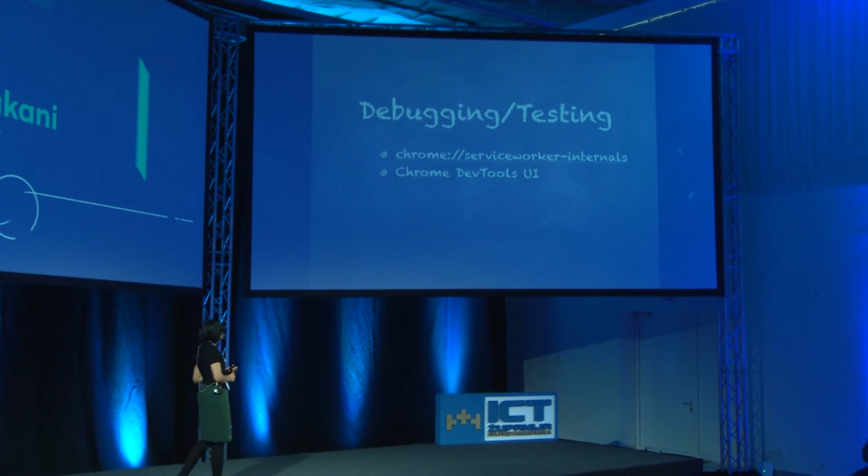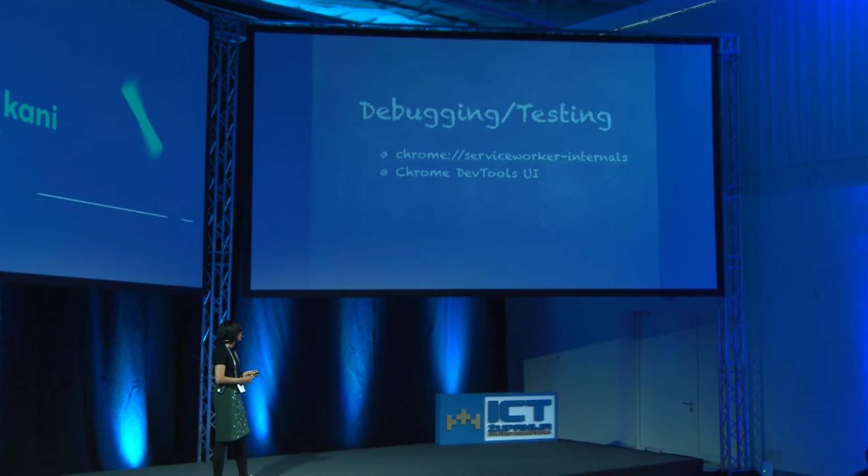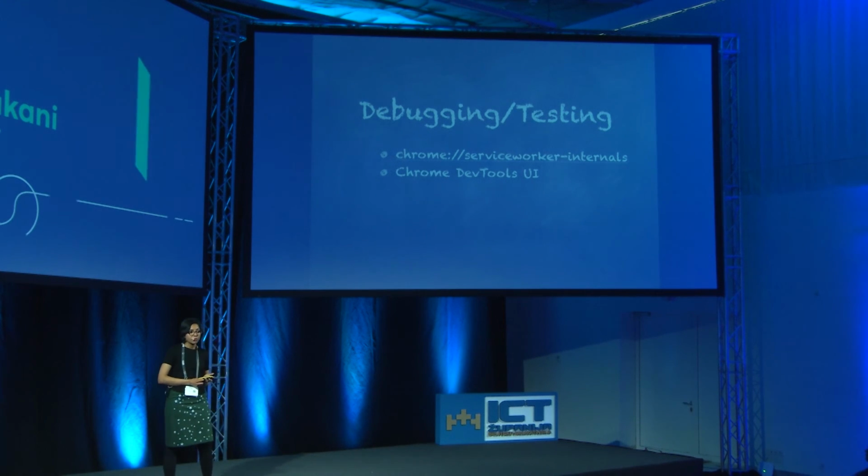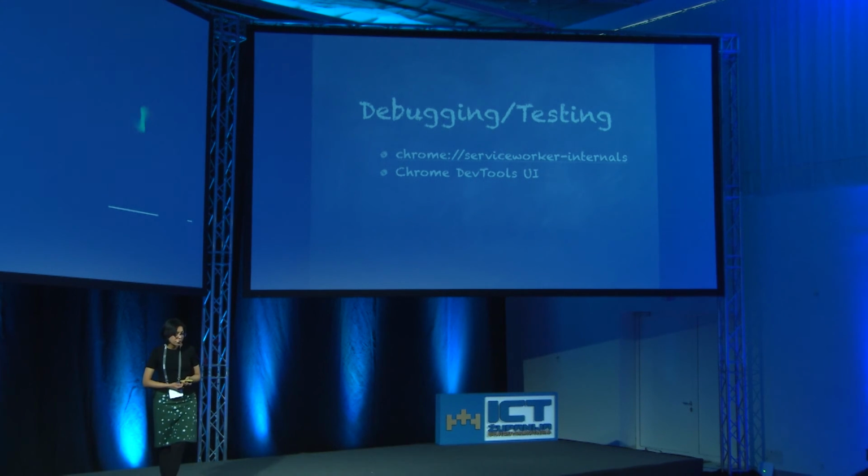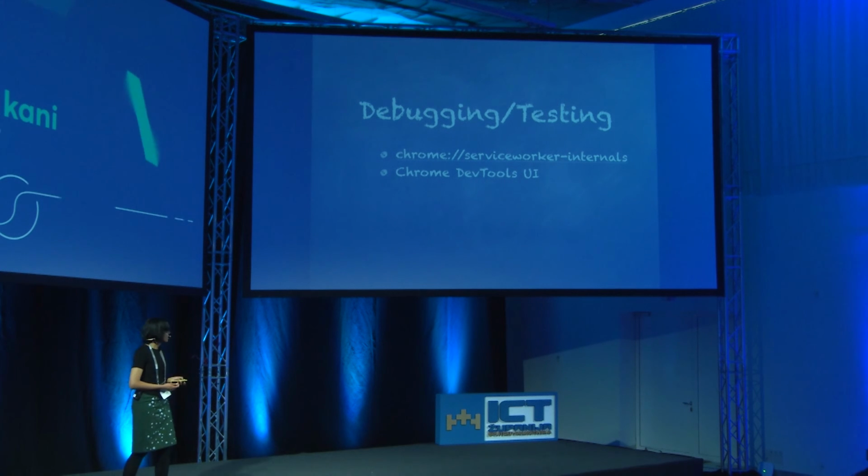And I would like to touch on some debugging and testing tools. Chrome Serviceworker internals is a great page to go and look at, later today when you have some time, to see what service workers are running in your browser right now, because you might be using a lot of them without knowing that you are. It tells you the state of each of them. It lets you unregister them, update them, play around with them.